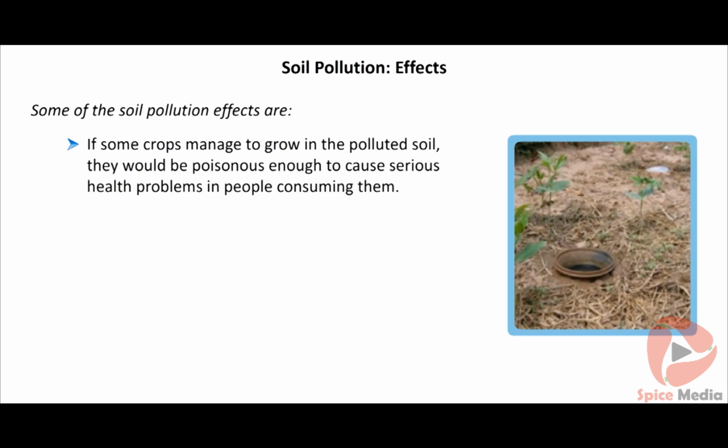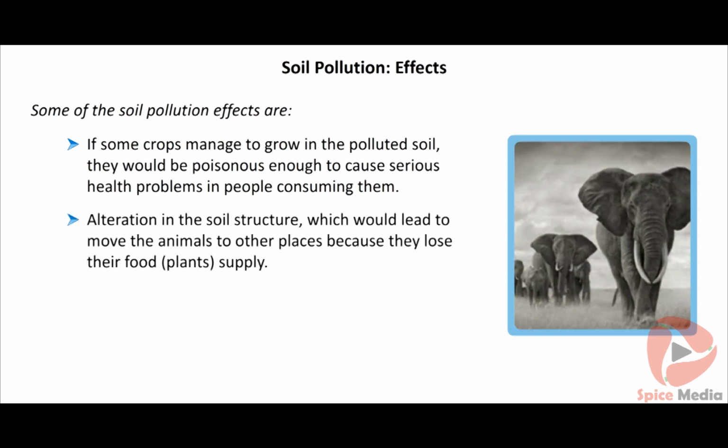If some crops manage to grow in the polluted soil, they would be poisonous enough to cause serious health problems in people consuming them. Soil pollutants would bring in alteration in the soil structure, which would lead to move the animals to other places because they lose their food supply.